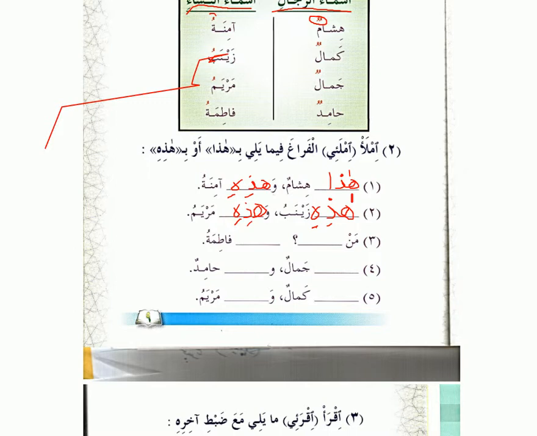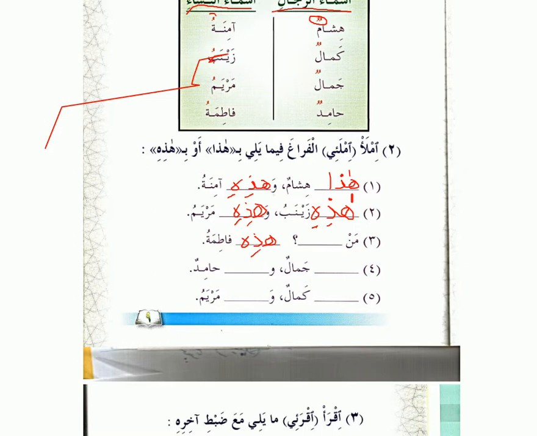Okay, let's look at the third one. The third one is a bit tricky. So we have Man blank, and then we have blank Fatima. Let's start with the second blank first. What is the second blank going to be? Hazihi, right. The second blank has to be Hazihi because Fatima is a girl's name.